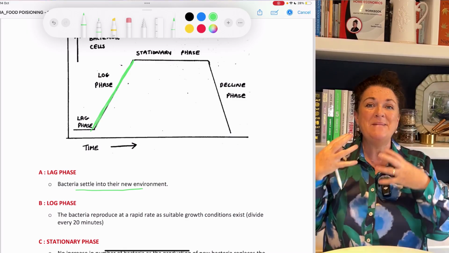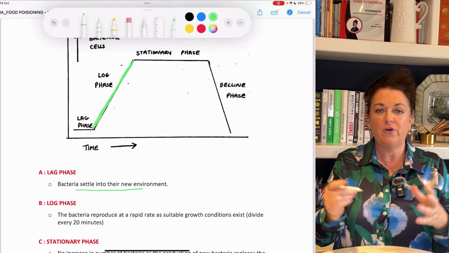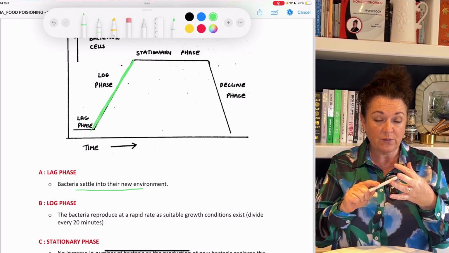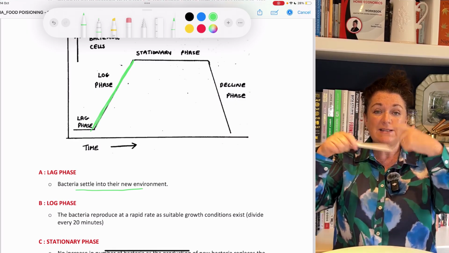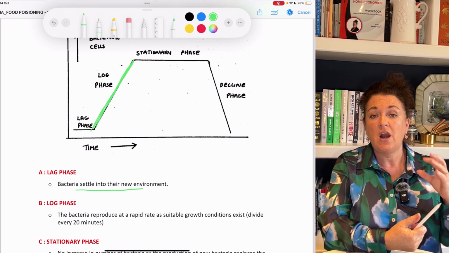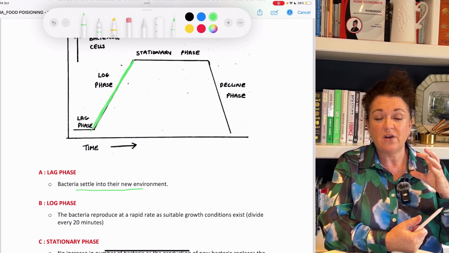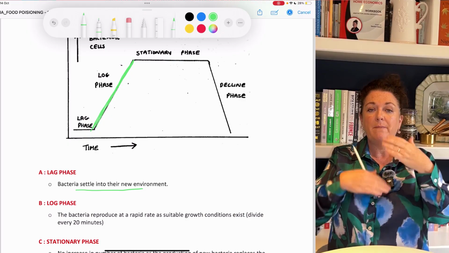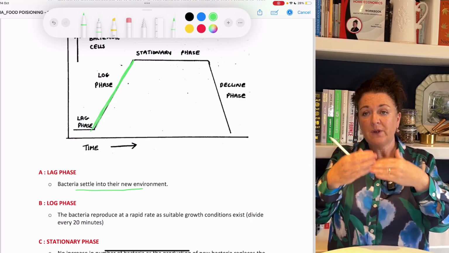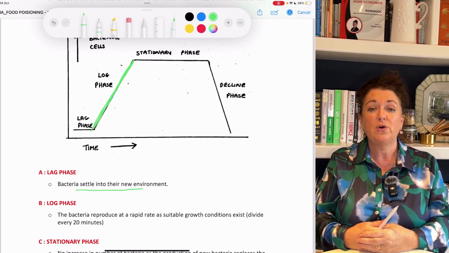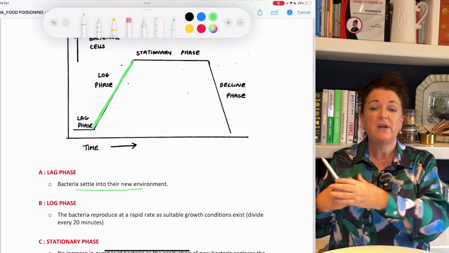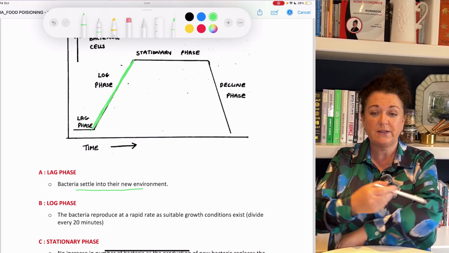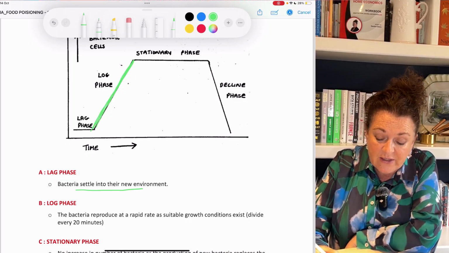Because there are so many millions of bacteria present now in the environment, they are starting to run out of food, run out of moisture, run out of oxygen, if that's what they require. And also remember, as they have been dividing by binary fission, lots and lots of toxins are being produced. So these toxins are starting to kill off some of the bacteria. So during the stationary phase, new bacteria continue to be created, but whatever number is being created, the same amount is actually being killed by the presence of toxins, by running out of food, moisture, oxygen, etc.